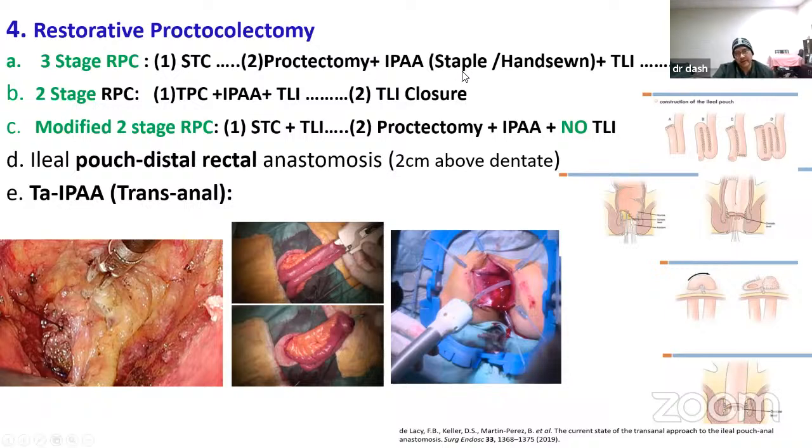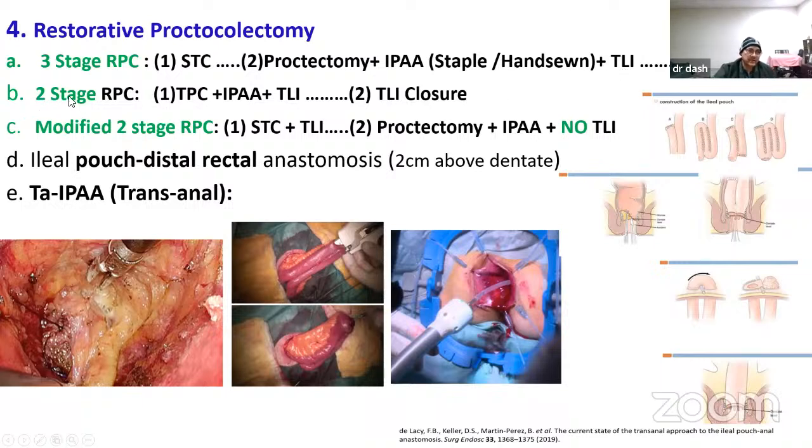But in a staple ileal pouch anal anastomosis, there is a chance that a centimeter ring of mucosa you are leaving behind there, which is prone to cause colitis or pouchitis. Again, these are not proved. These are all speculations. And then we have to do a temporary loop ileostomy to complete the procedure, and the loop ileostomy is closed after another 3 months.